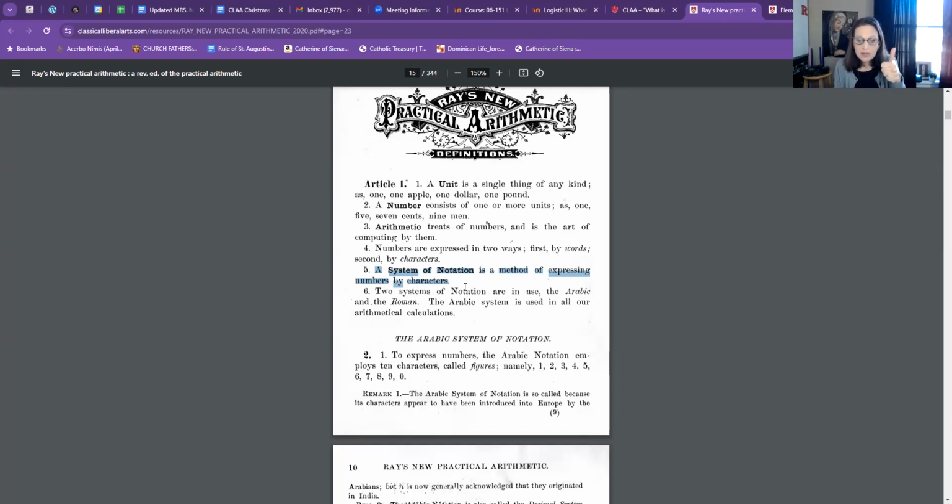A system of notation is a method of expressing numbers by characters.